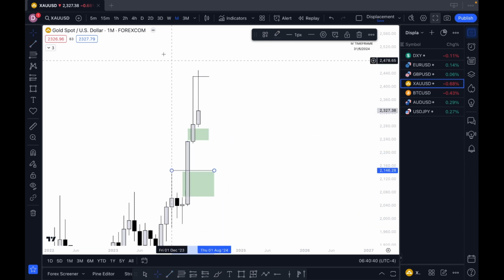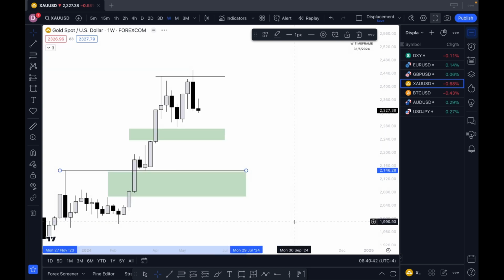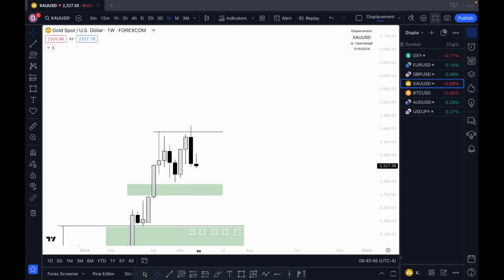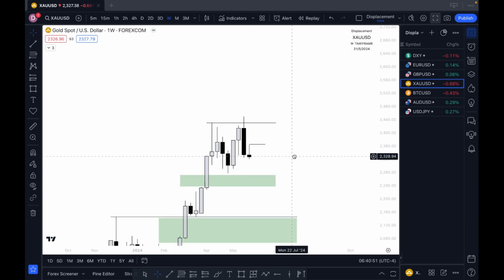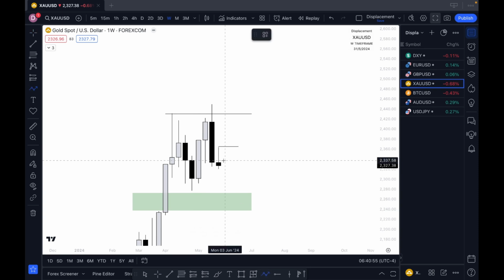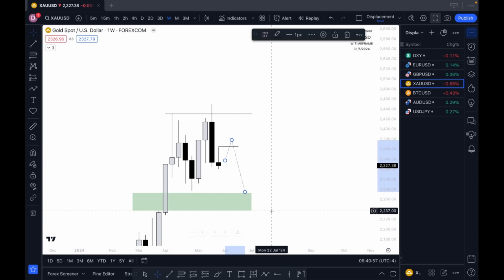Okay, and let's see what we have in the weekly time frame. In the weekly time frame we have tapped this order block. Maybe we can come back again and take out this high. As the dollar is bearish, we can come back and again take out this high, and we can move lower to this fair value gap.